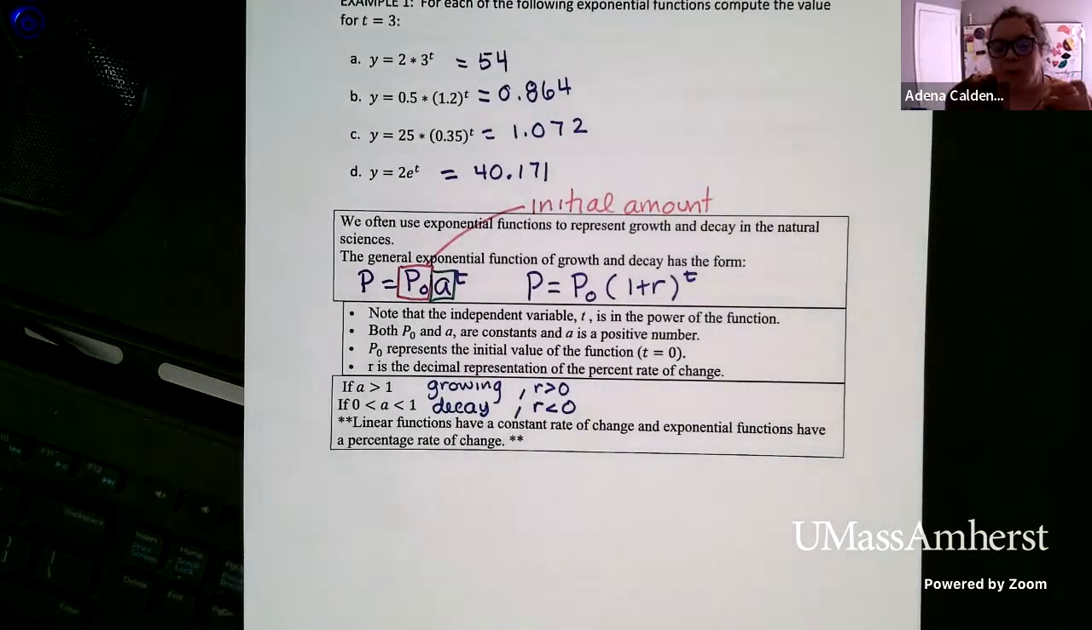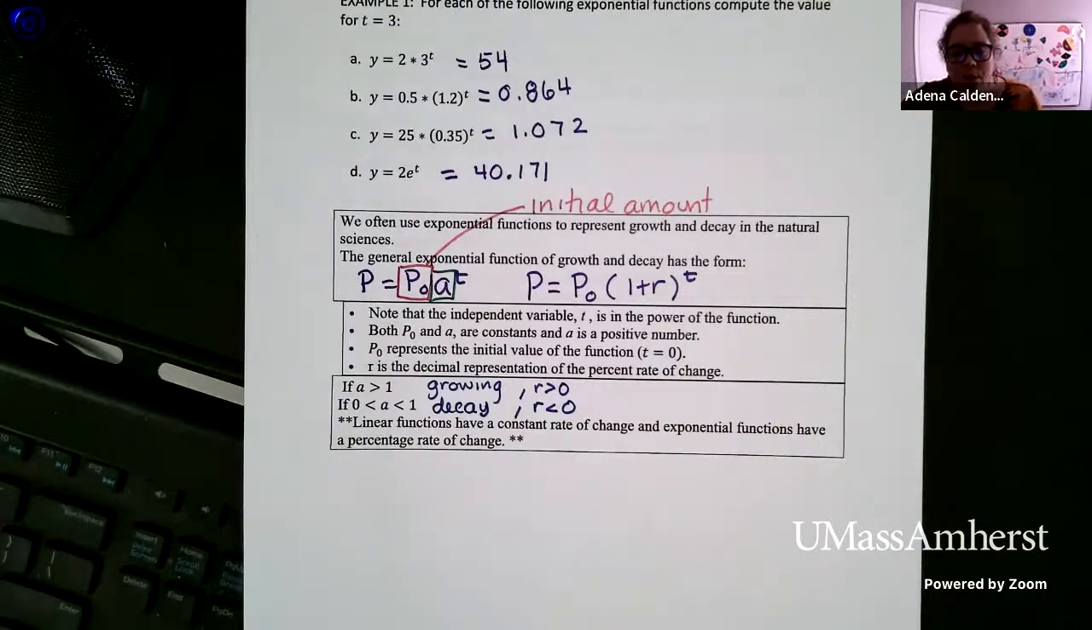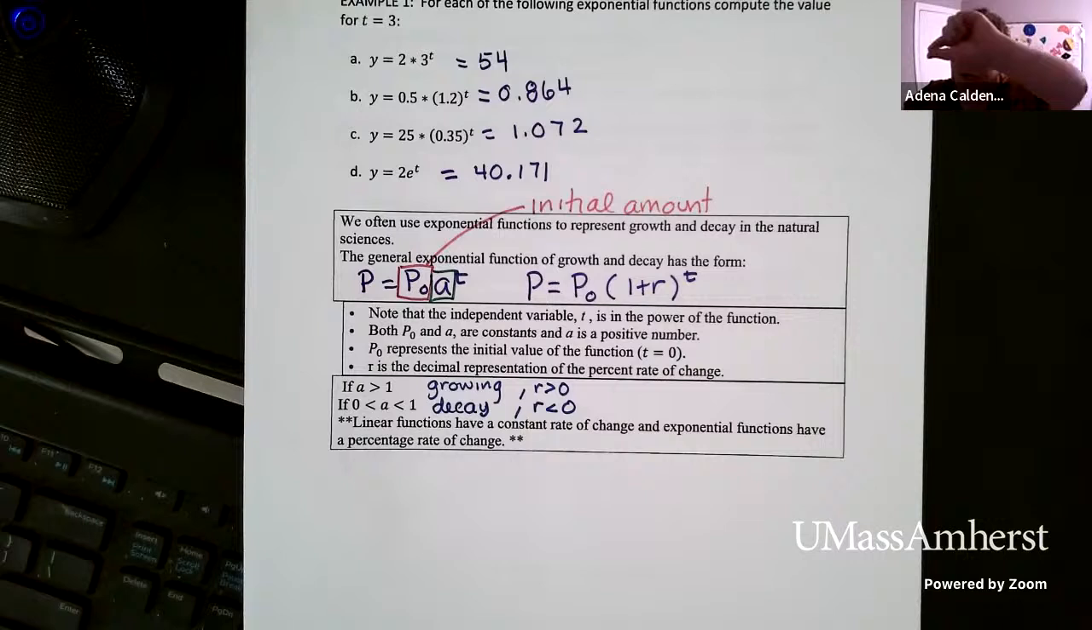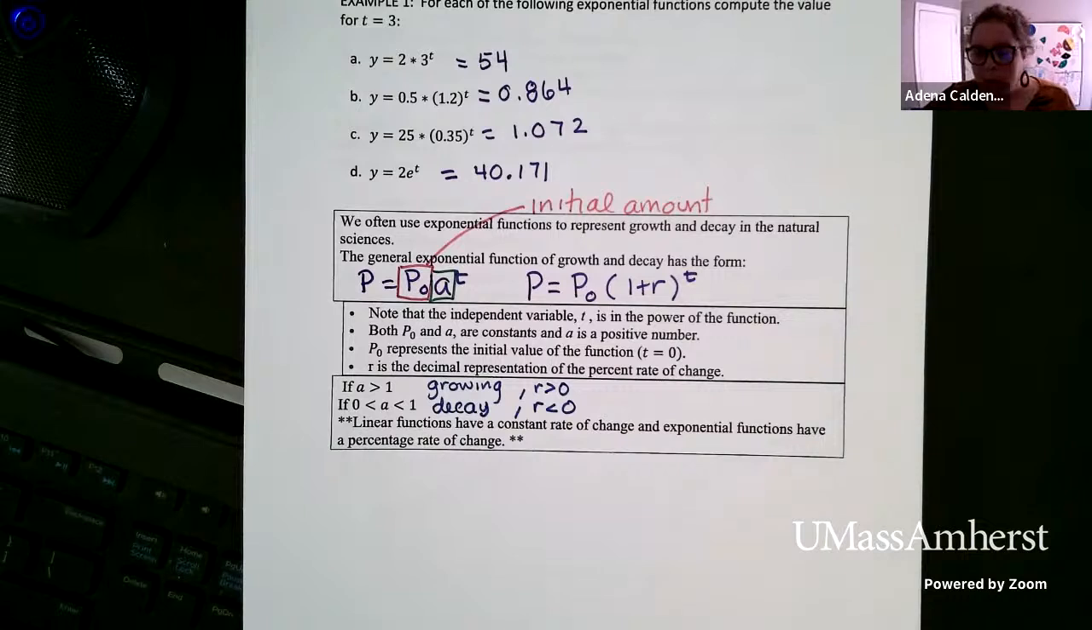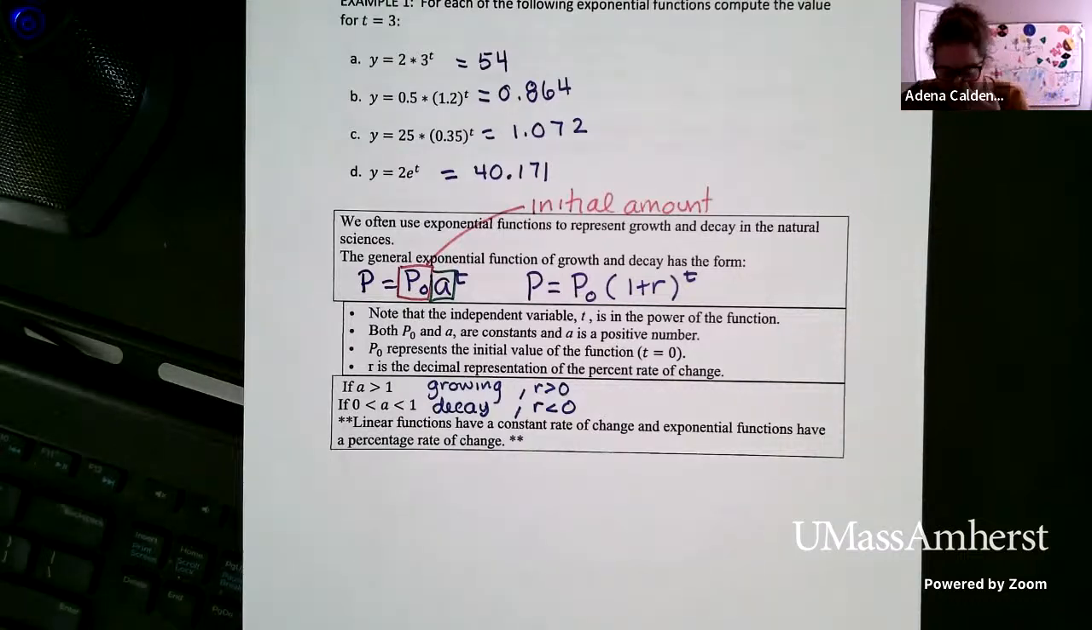When we started, we were talking about linear functions. Linear functions have what's called a constant rate of change. Every time you move 1 unit in the x direction, you move the same amount in the y direction. Exponential functions have a percent rate of change. Every time you move 1 unit in the independent direction, you change by some percent in the dependent direction. So that's why it doesn't change quite the same. We want to be able to look at functions, think about their rates of change, and distinguish between linear functions and exponential functions.